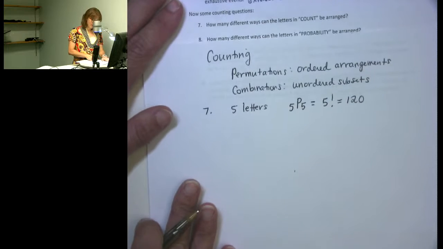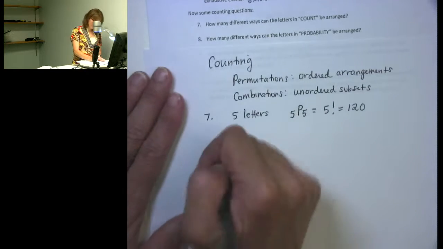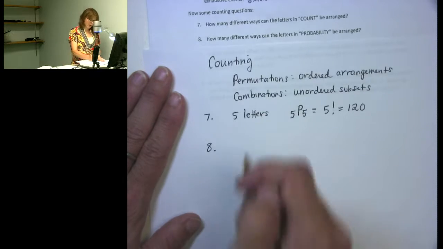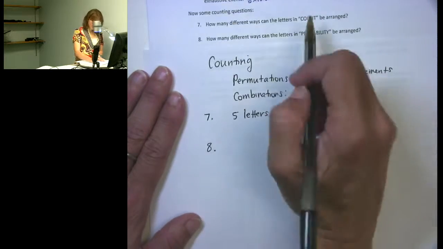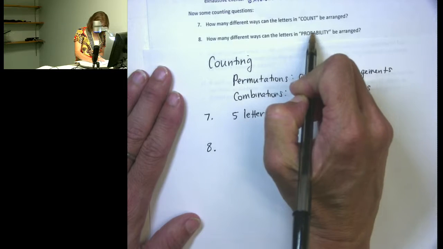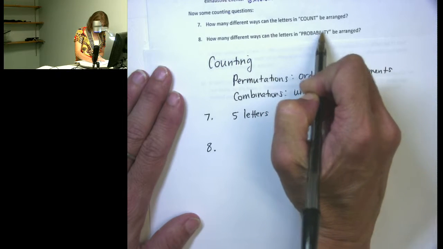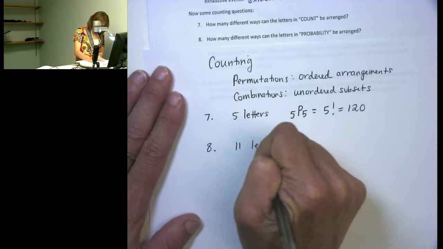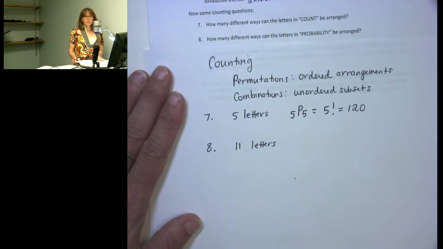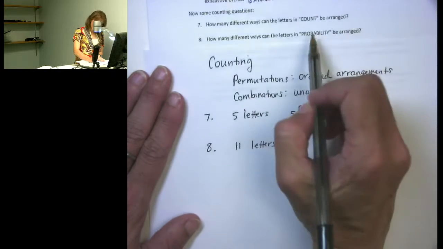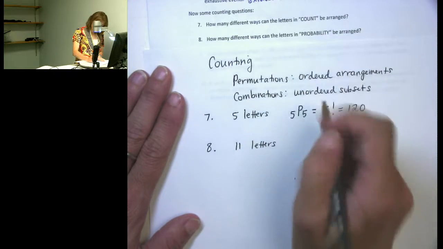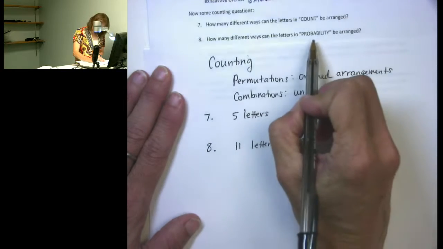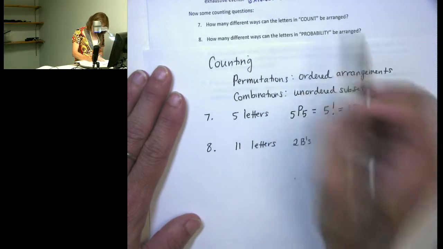Now in question 8, we're also looking for arranging letters. How many different ways can the letters in probability be arranged? Now here we have 1, 2, 3, 4, 5, 6, 7, 8, 9, 10, 11 letters. But they're not all different, right? We've got 2 B's. And let's see, what else? There's something else. We have 2 I's.